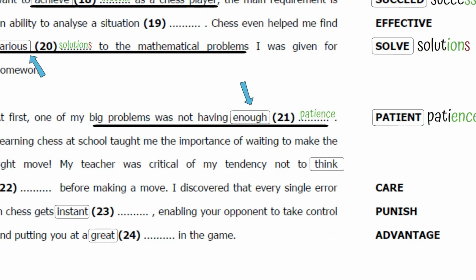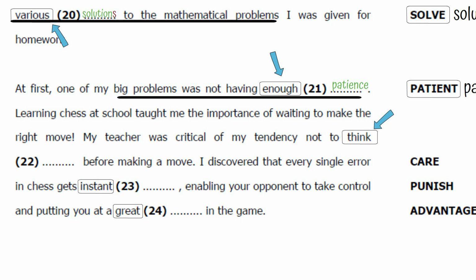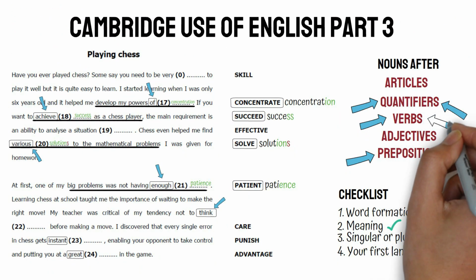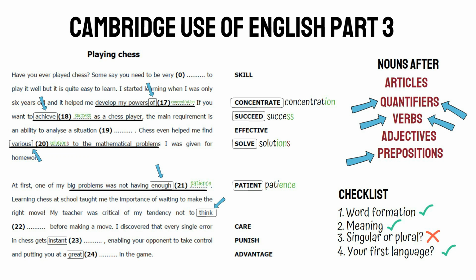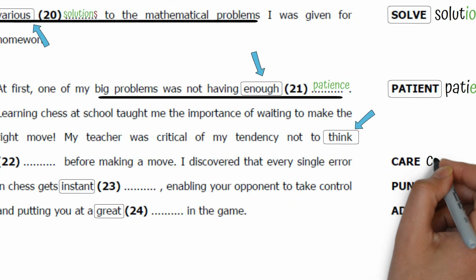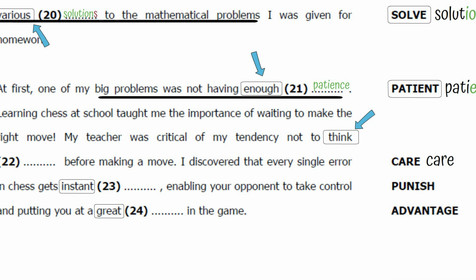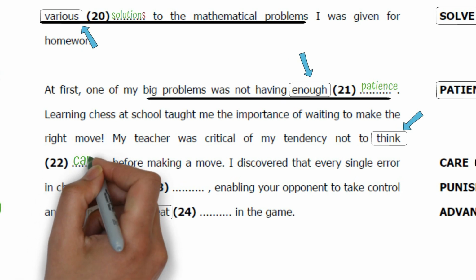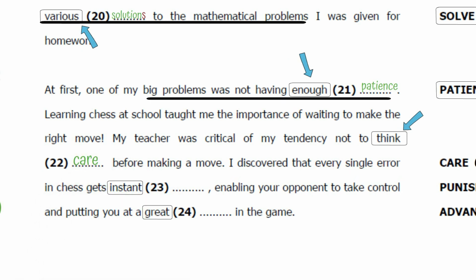Let's look at number 22. Think is a verb, and we can use nouns after verbs. The noun form of care is care. Care can also be used as a verb. In the Cambridge exam, the answer is never the same. So care is not the correct answer.